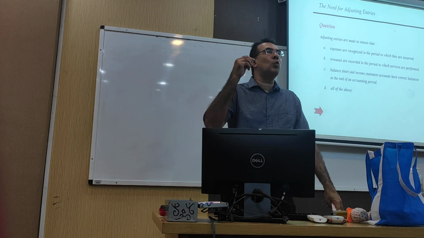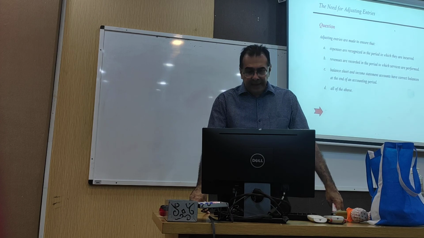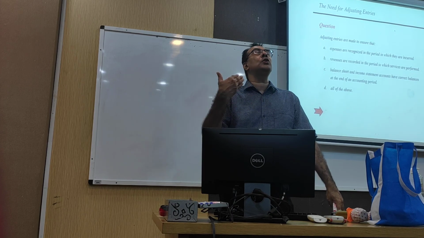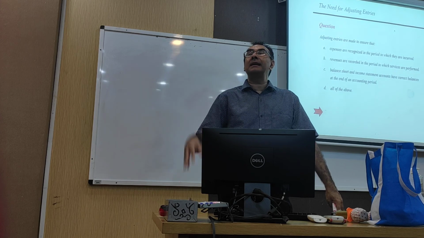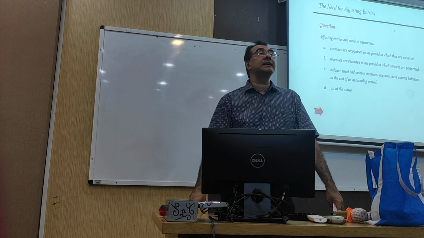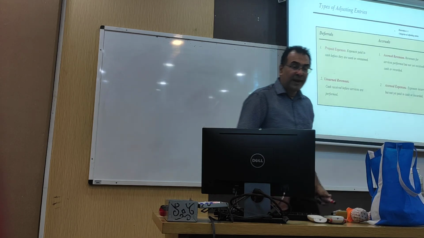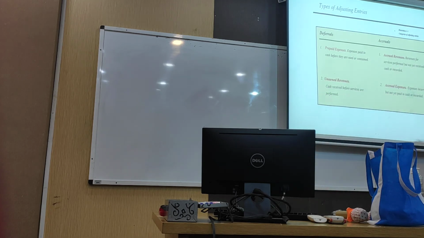But the point here is 1 and 2 is following revenue recognition and expense recognition. And number 3 is making sure that all your income accounts and balance sheet accounts are correctly stated. So the correct answer here is D. Alright, so we have 2 types of adjusting entries.